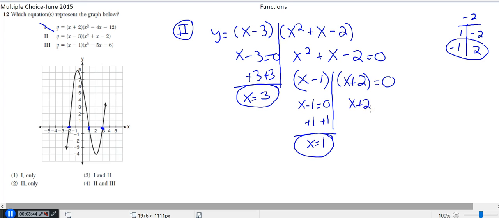X plus 2 is equal to 0, minus 2, minus 2. X is equal to -2. Good. Choice 2 matches. We have roots of x equals 3, x equals 1, and x equals -2. Now we have to try choice 3, because in the answer choices, choice 4 says that the answer could be 2 and 3. So we have to try Roman numeral 3 also.